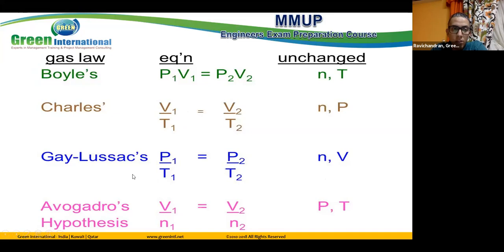The last law, not studied in the first part, is Avogadro's hypothesis. This Avogadro's hypothesis happens when pressure and temperature are both constant. When pressure and temperature are constant, the volume changes with the number of moles. It's also directly proportional. So V1 over V2 equals N1 over N2, where N is the number of moles.